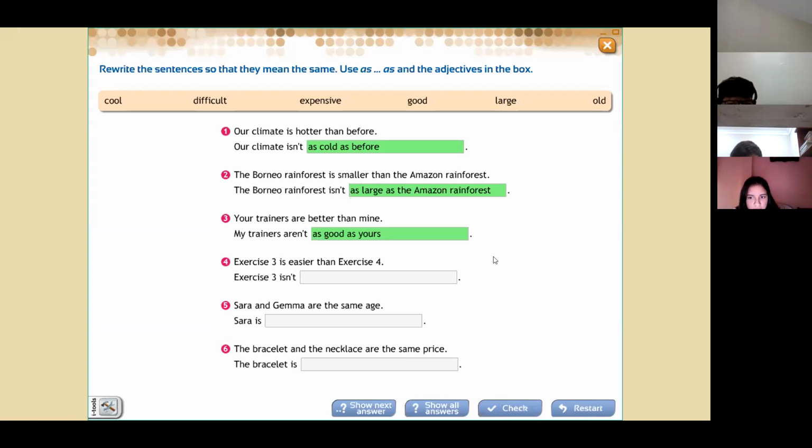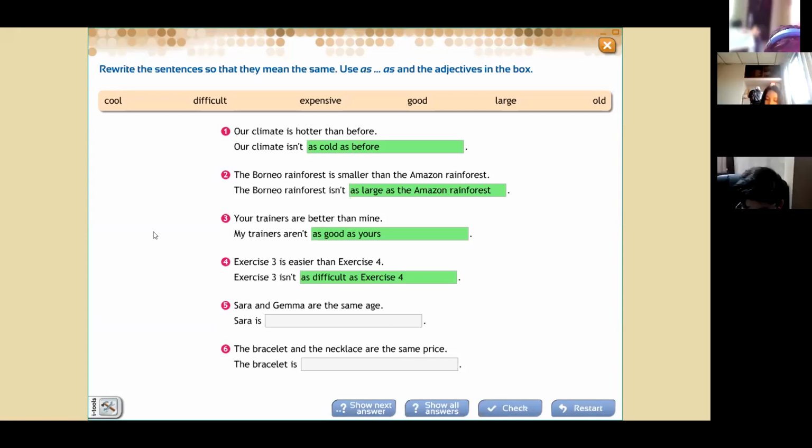Let's see, Ms. Ricardo, idea. Exercise number 3 is easier than exercise number 4. So exercise 3 isn't, good one, Mr. Morante, as difficult as. Mr. Cervantes also says as difficult as, and Mr. Romero also as difficult as. Okay, and that's it. Isn't as difficult as exercise number 4. Thank you. Let's ask right now, Mr. Cavariano, maybe number 5.